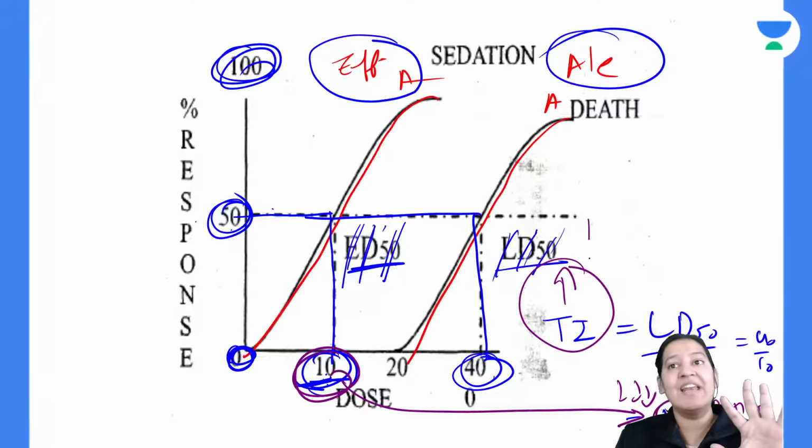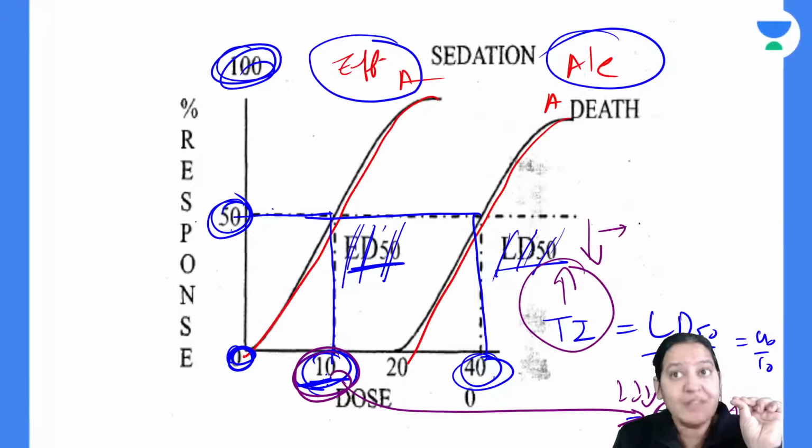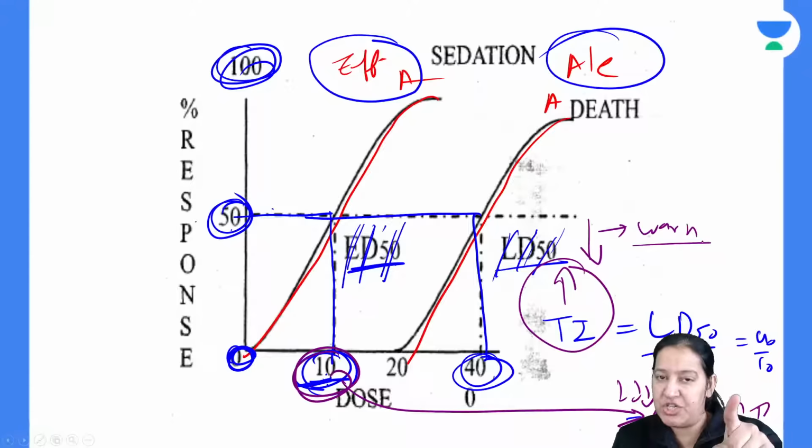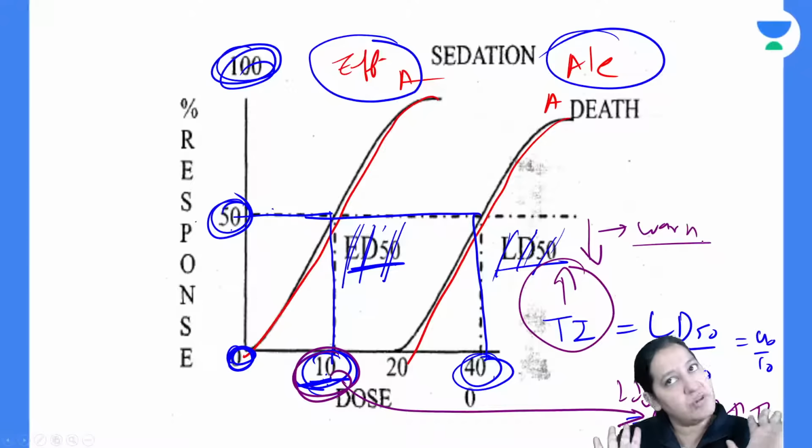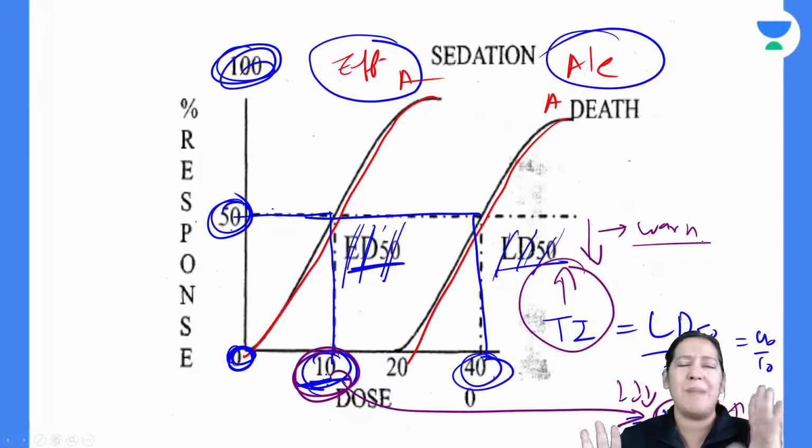But for drugs with a low therapeutic index, you have to warn the patient before prescribing the drug: don't increase the dose by your own wish. Before that, ask me. Otherwise, it's not my liability if you are dying. So you have to warn your patient, because many patients do this.